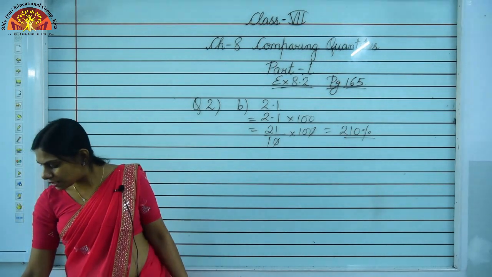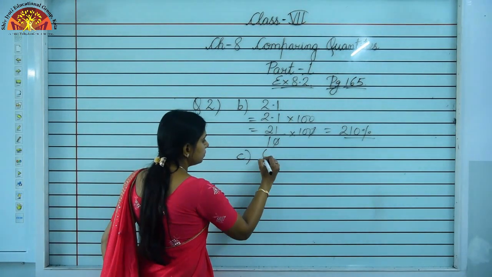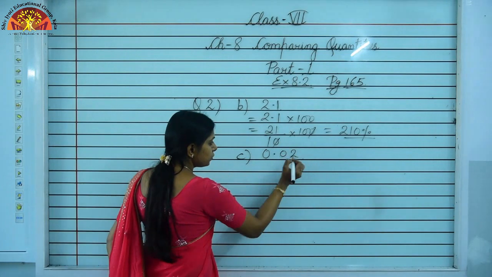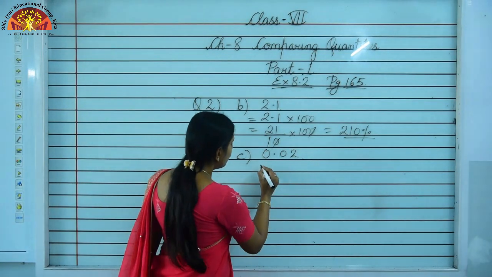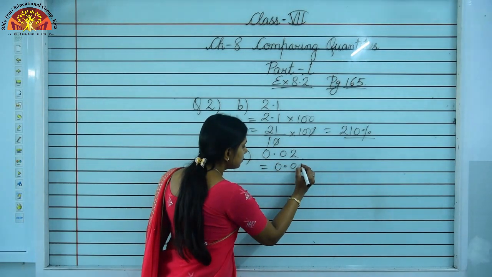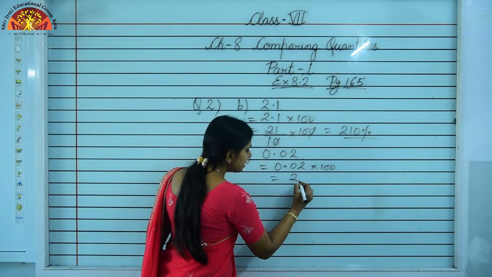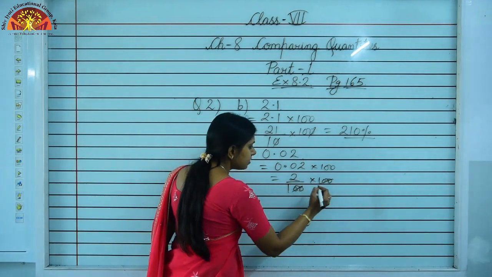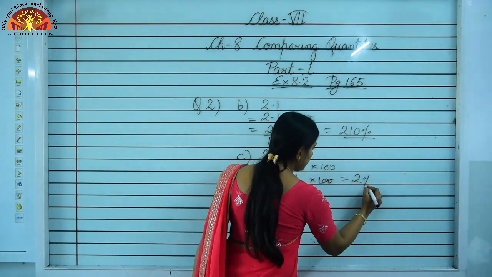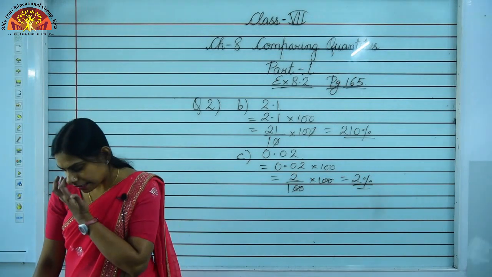Okay, we'll solve the C part. That is 0.02, and you have to convert it into percent. Again the same thing. That is 0.02 into 100. Again you can remove the decimal. It will become 2 upon 100 into 100. So it comes out to be 2%. Okay, it is 2%. Now just see children the next question.